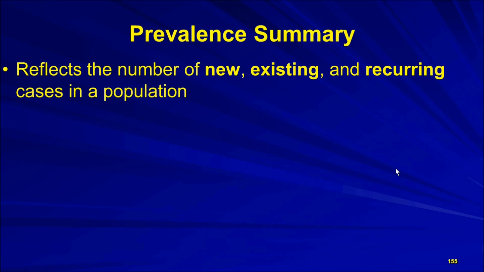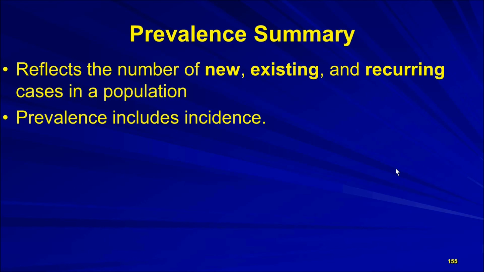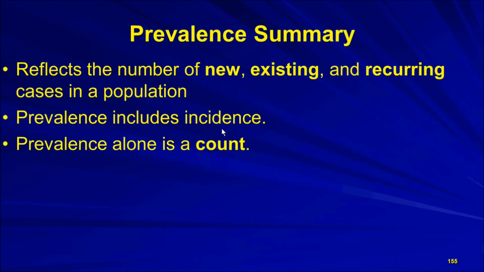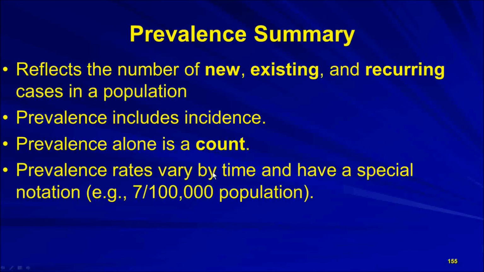Okay, prevalence summary. Now prevalence is a more comprehensive term. It reflects the number of new, existing, and recurring cases in a population. Okay, prevalence includes incidence because incidence means new. So it's more comprehensive. Prevalence alone is a count. Okay, you learned that. Prevalence rates vary by time and have a special notation. So we will learn more about this.